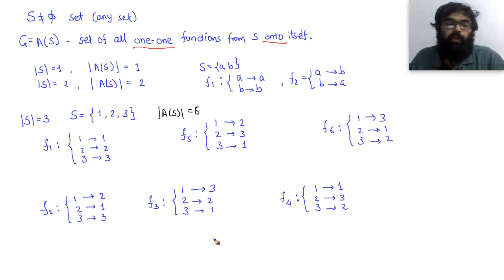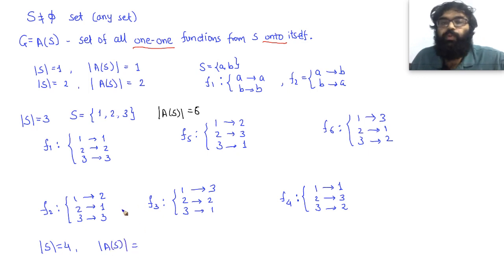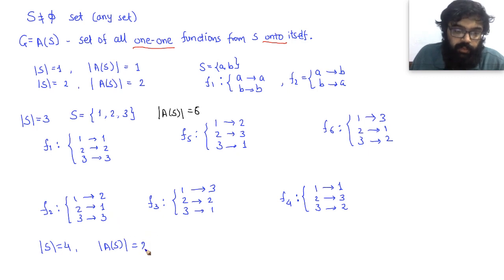So now what about when cardinality of S equals 4? What about cardinality of AS? How many such functions will be there? Then we have to list like this 1, 2, 3, 4, and then try out all these possibilities, which can be exhausting if the number of elements in S keeps on increasing. So here it is 24, and you can guess correct.